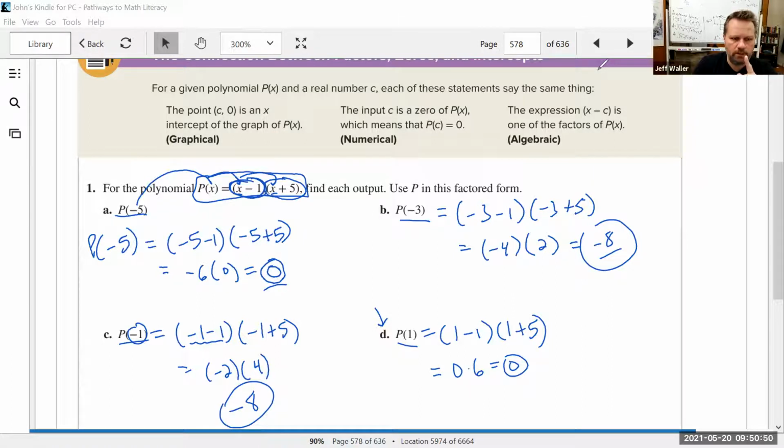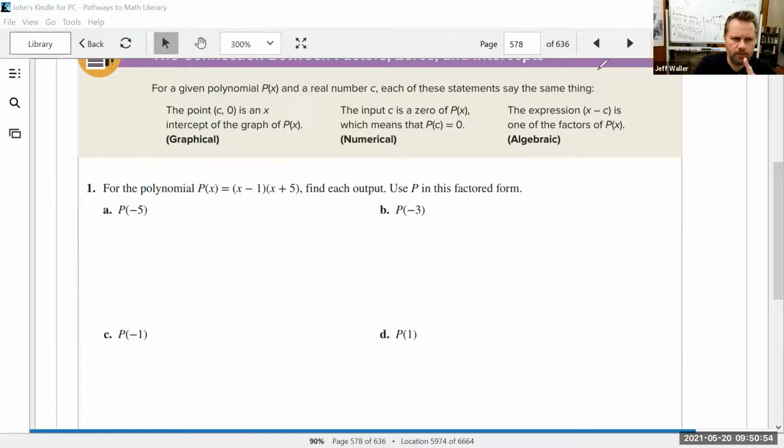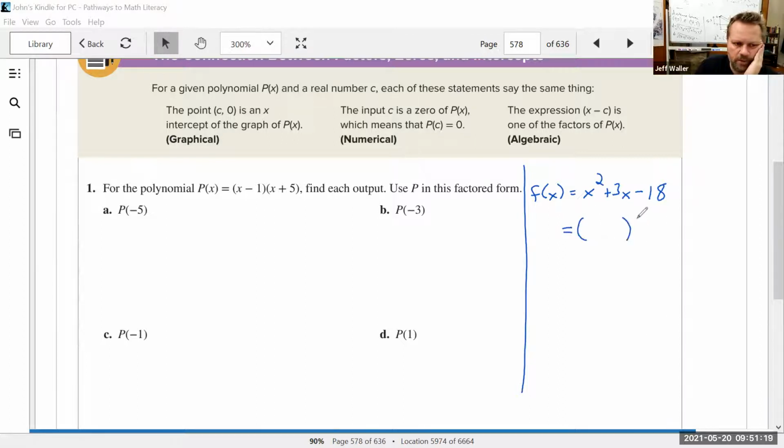I'm going to clear all this away. You ready? Okay. If I have this, can you factor this for me? Don't say anything. Just take a minute, see if you can factor it. I'll get it started.